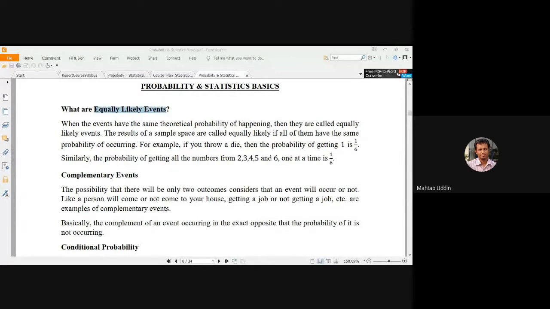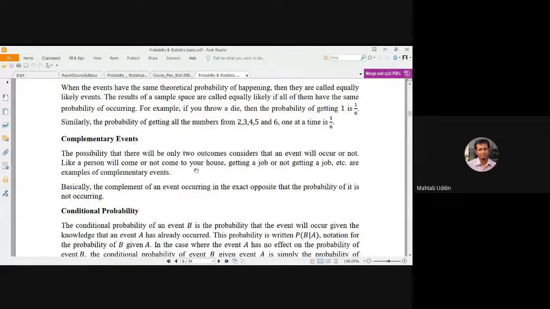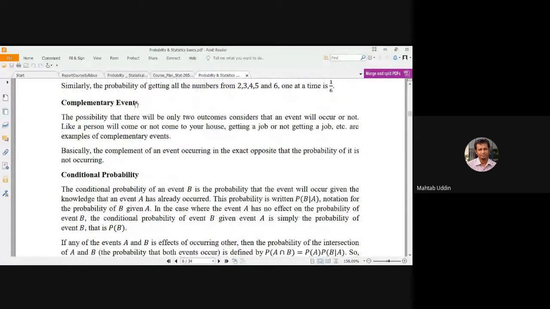So they are called the equally likely event or equal probable event. Then complementary event. If getting a job is an event, then not getting a job is the complementary event. Whatever happens outside of what you want is the complement.